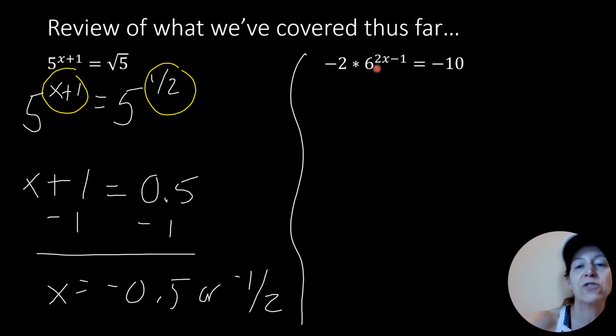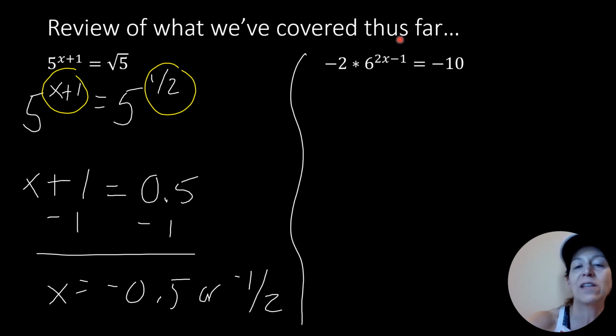So the exponential here is 6 to the 2x minus 1. It's going to be the base and the entire exponent associated with that. So this negative 2 here, we do not want. And we cannot multiply them. Okay, we have order of operations.